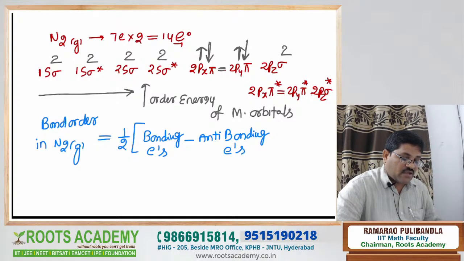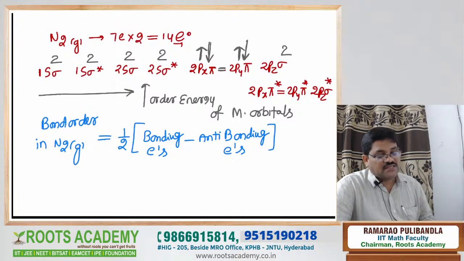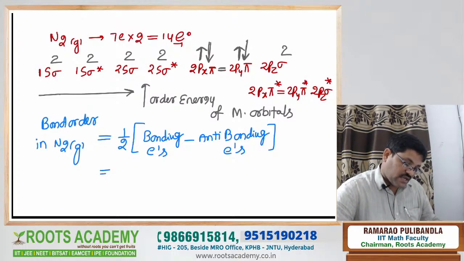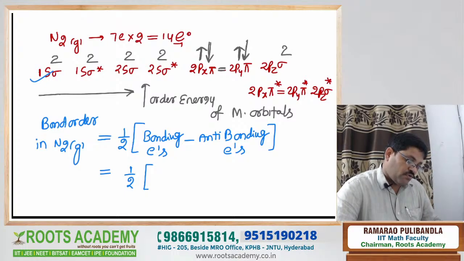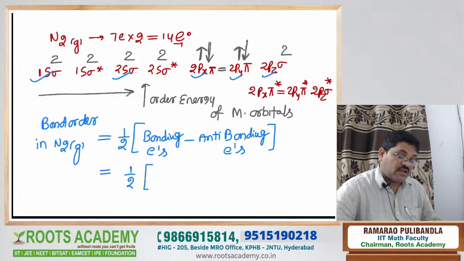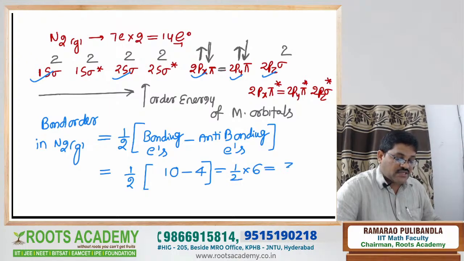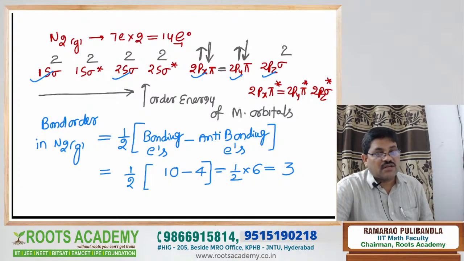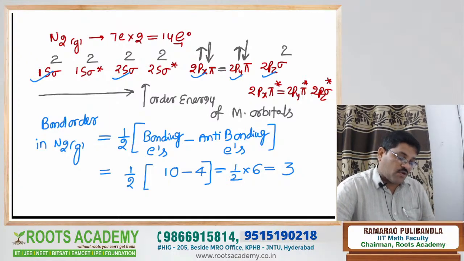That is the simple formula, students: half into bonding electrons minus anti-bonding electrons. Now, bonding means without star, anti-bonding means with star. So how many bonding electrons are there? 2, 4, 6, 8, 10. 10 electrons are available in the bonding molecular orbitals. In the anti-bonding, 4 electrons are available. That becomes half into 6, which is equal to 3. In N2 gas, the bond order is 3.